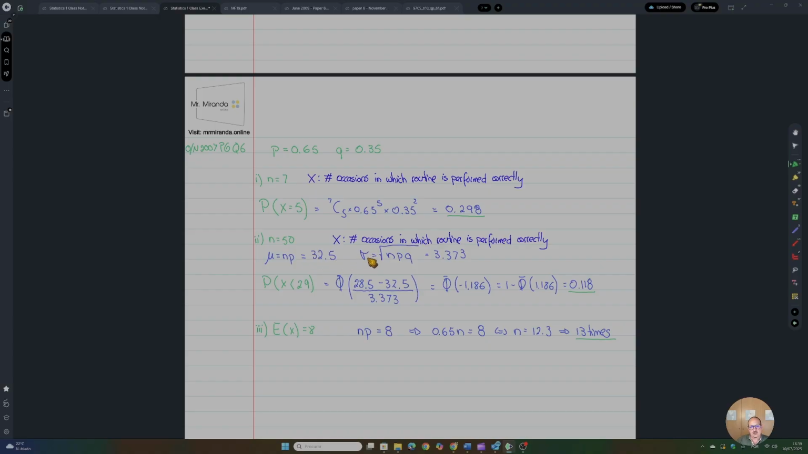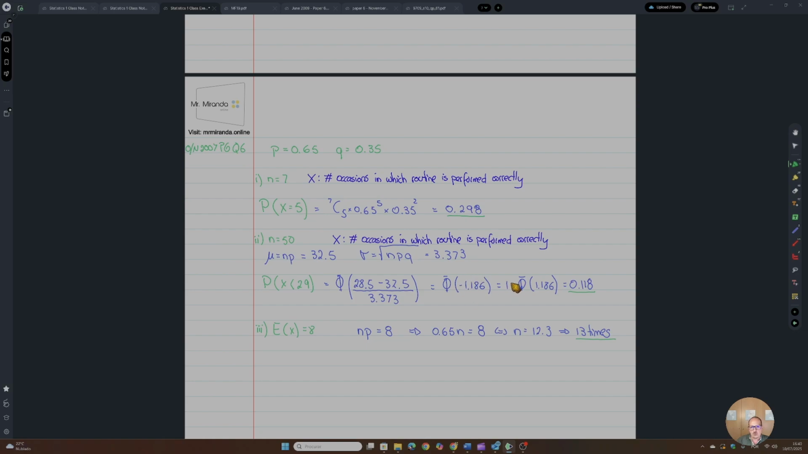To calculate the standard deviation, it is the square root of npq, so here you have it. You want the probability that the number of occasions in which the routine is performed correctly is smaller than 29. We have to use the continuity correction. This is smaller, just smaller, not smaller than or equal, so the value that you use stands a little bit to the left of this. So it's going to be 28.5 minus the mean divided by the standard deviation. You have here the z-value is -1.